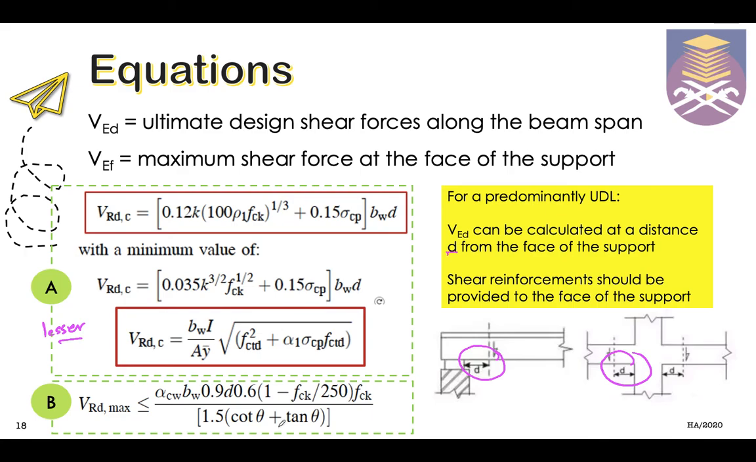Then we also have VRD max, whereas we have this cotangent theta. So we have this theta value. So just now, we have already discussed that we have two different values of theta. So we will start with 22 degrees. Then if the value of VED is larger than VRD max, therefore we are going to recalculate the value of VRD max using the theta value of 45 degrees as well. So these are only the equations that we are going to apply, together with the flowchart.